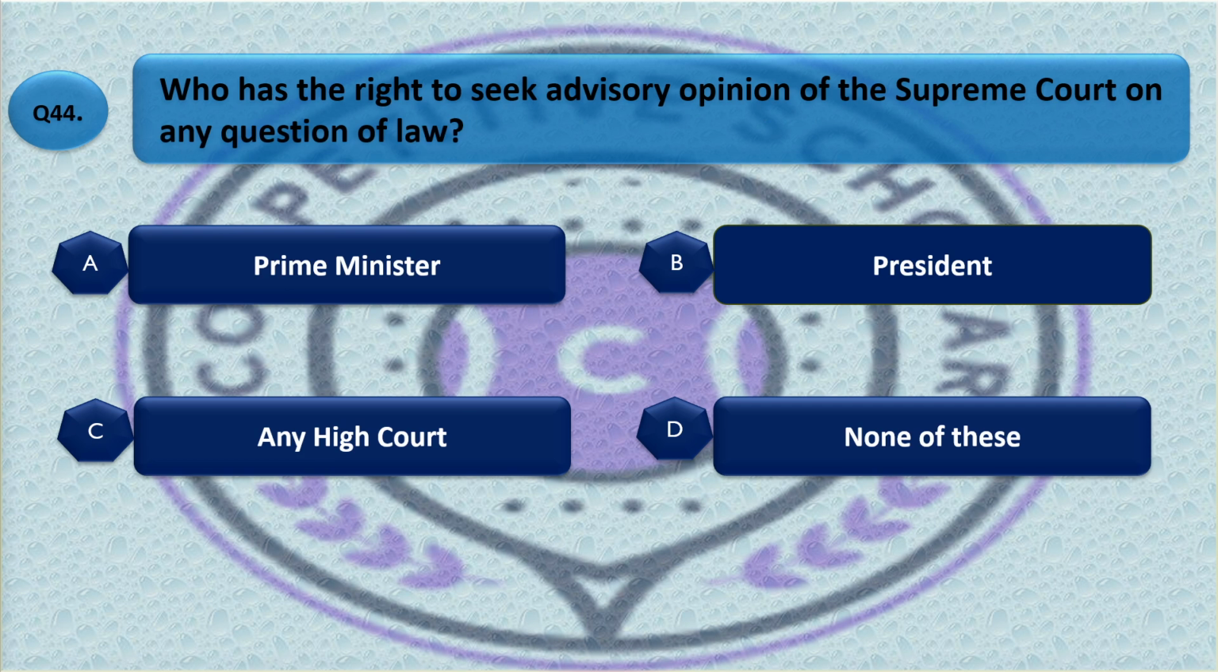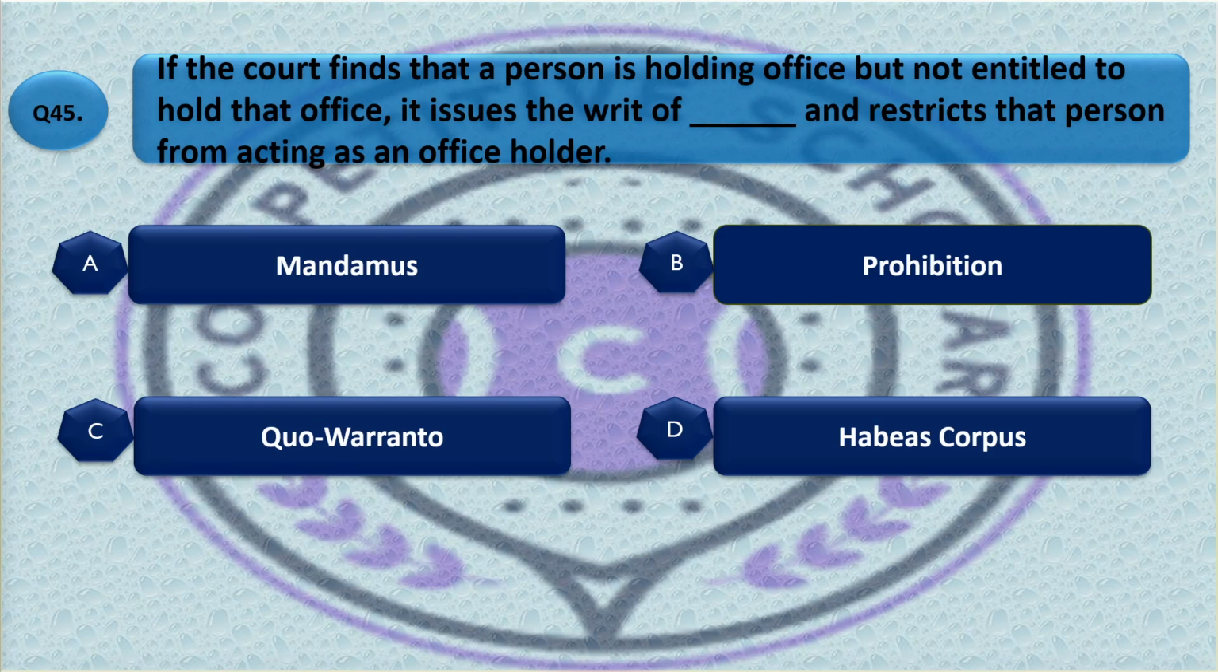Question number 44. Who has the right to seek advisory opinion of the Supreme Court on any question of law? Prime Minister, President, any High Court? None of these. Answer is B, that is President. Question number 45. If the court finds that a person is holding office but not entitled to hold that office, it issues the writ of dash and restricts that person from acting as an office holder. Option A, mandamus. Option B, prohibition. Option C, quo warranto. Option D, habeas corpus. This is option C, that is quo warranto.